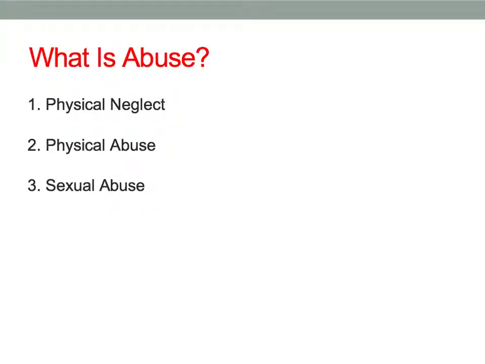Now that we've discussed the letter of the law, let's look at 3 types of abuse that you should be looking for and that are common in these cases. We've got physical neglect, physical abuse, and sexual abuse. So these 3 we're going to break down and talk about factors and indicators within each one.